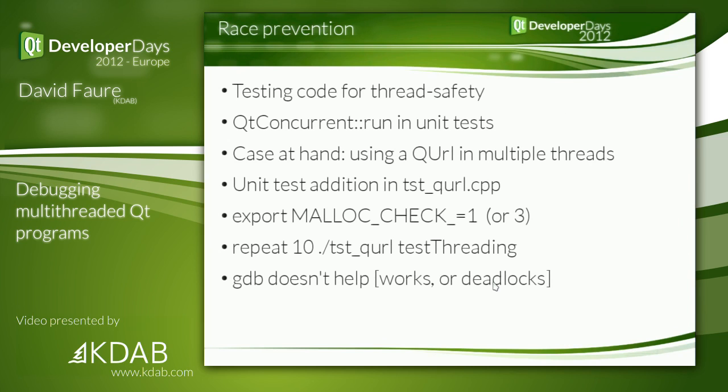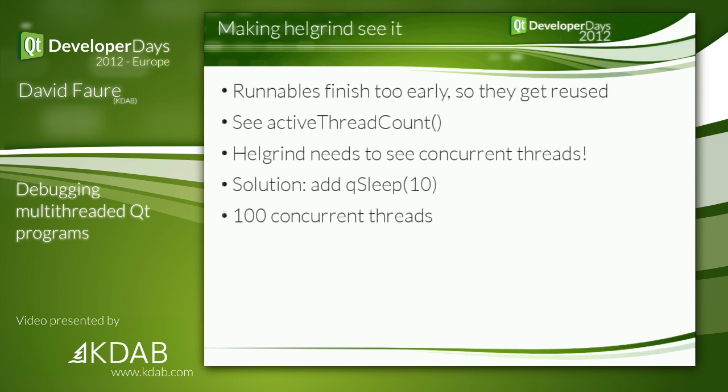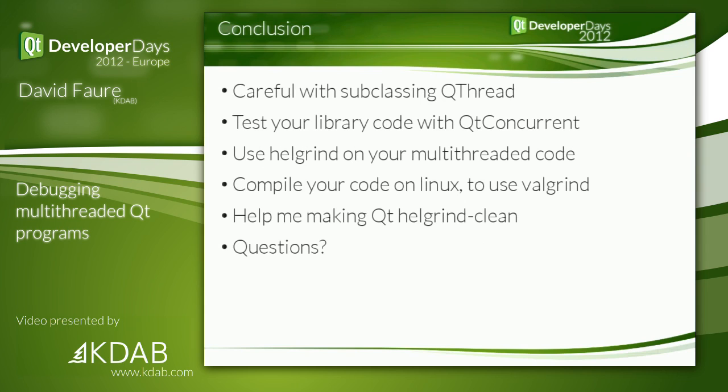The initial problem was detected by malloc check, where glibc can tell you you're doing some wrong memory usage, but of course Helgrind can actually do the same. So this is what we talked about, and yeah.